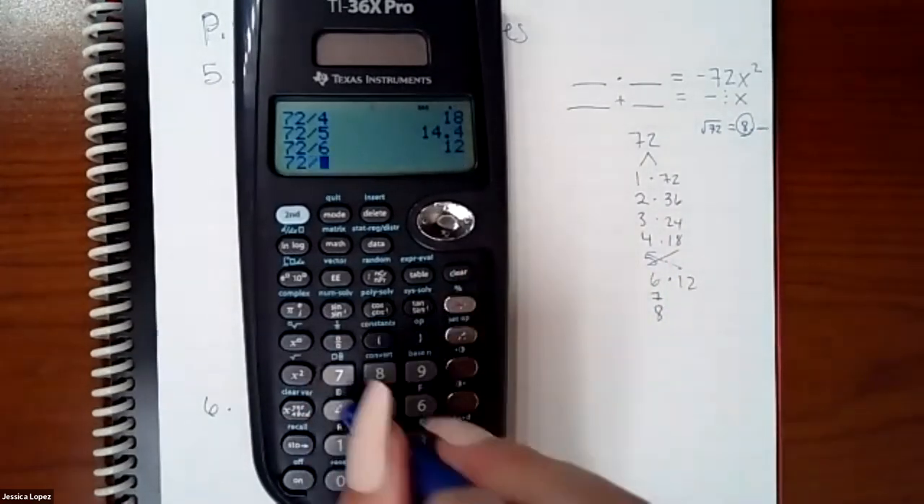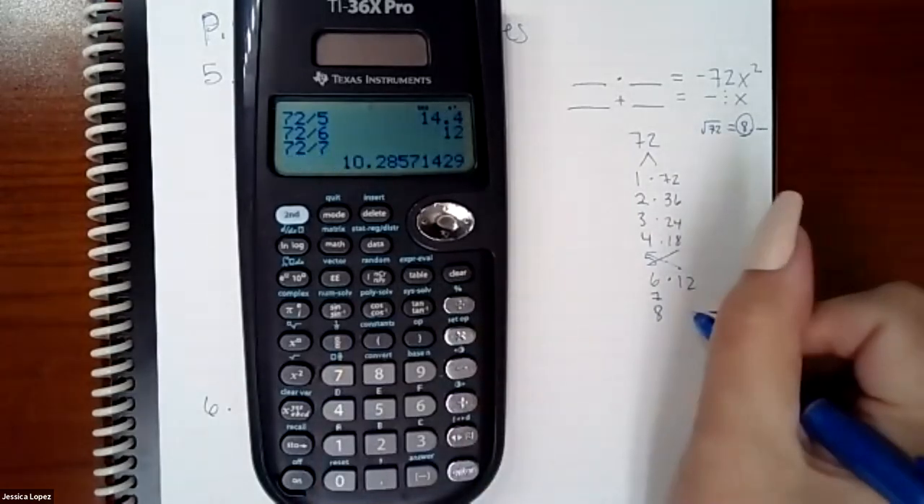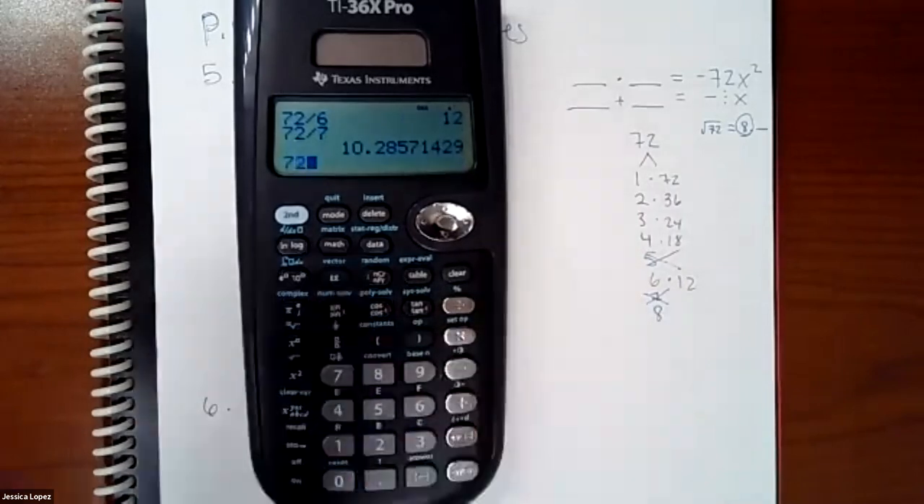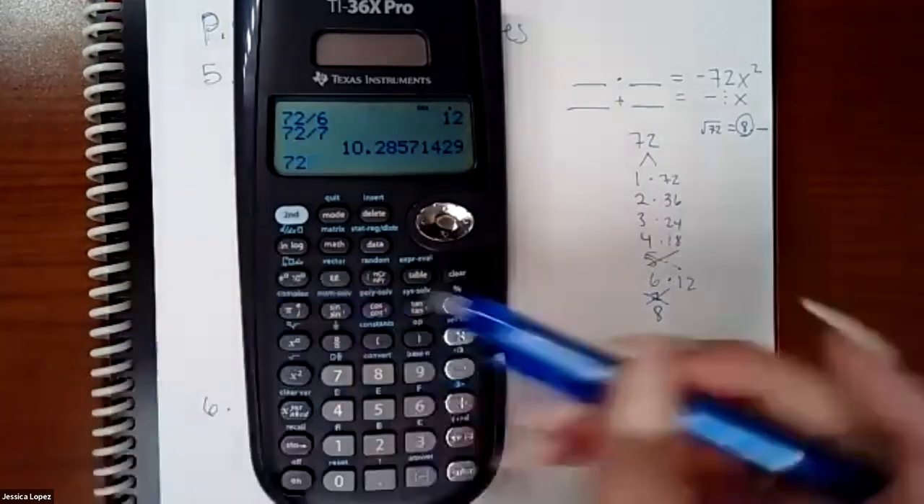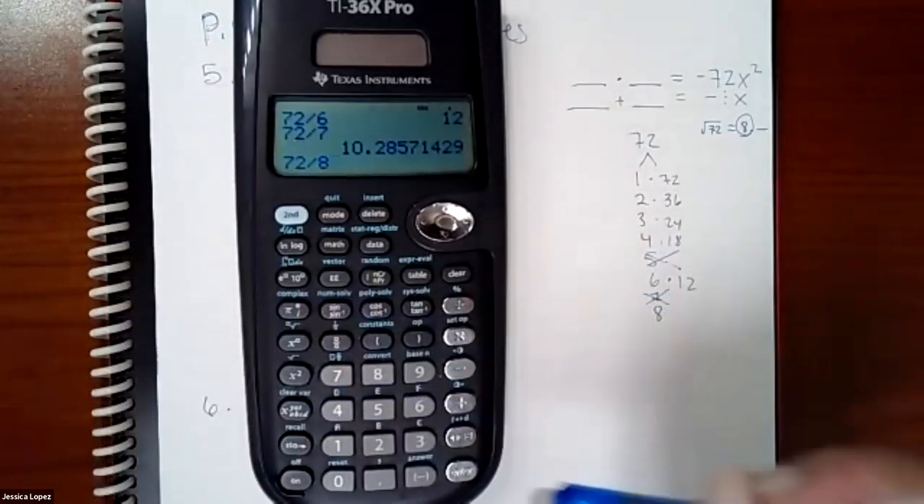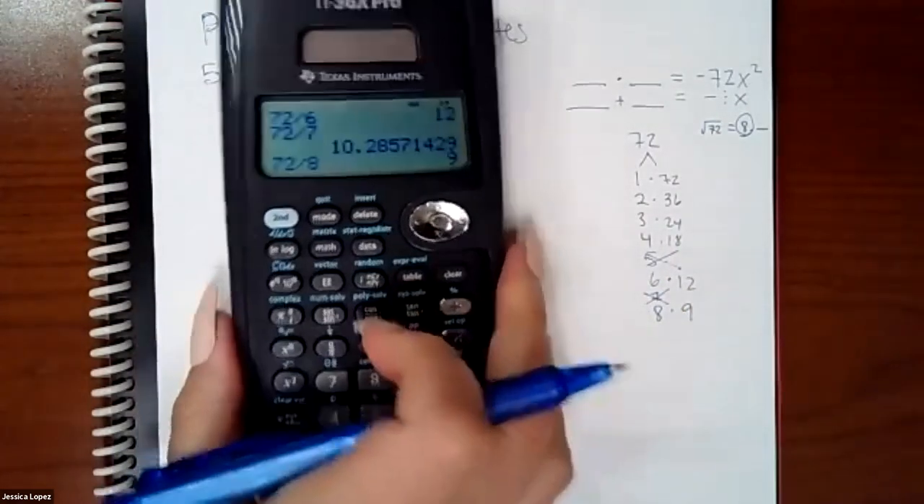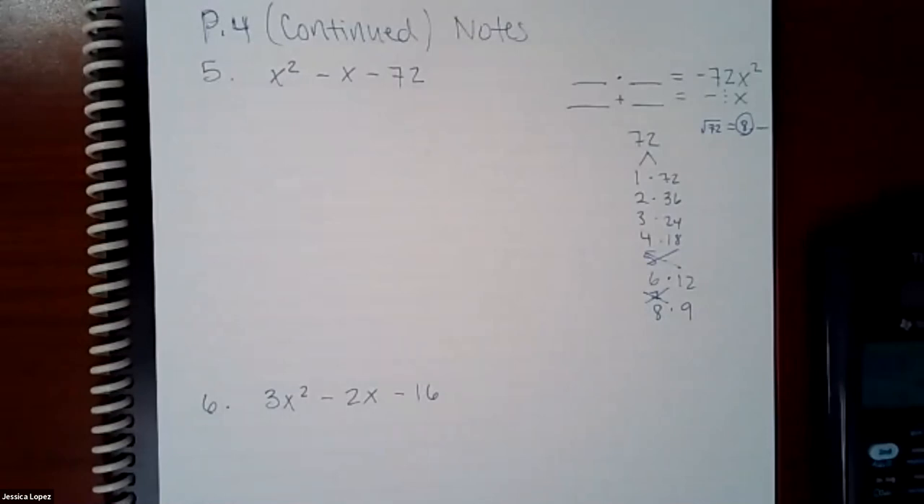72 divided by 7 is a decimal, so this does not work. And then 72 divided by 8 is 9. Now, I already know that the 8 and the 9 is the one that's going to work, but let's talk it out in case I didn't know that already, okay?